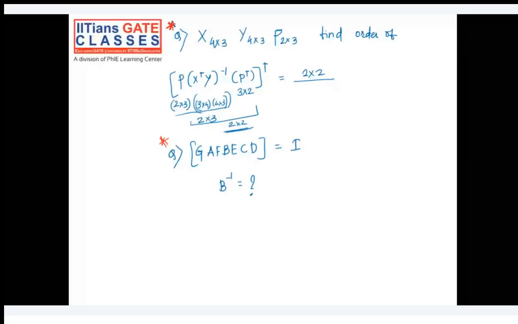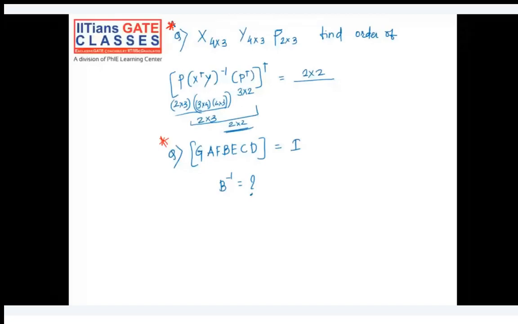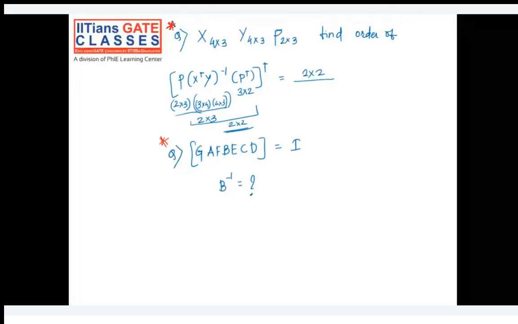So if you use that approach here, what will we get? D inverse, C inverse, E inverse, B inverse, F inverse, A inverse, G inverse, is equal to I inverse. The inverse of the identity matrix is the identity matrix itself, right? Is equal to the identity matrix, right?